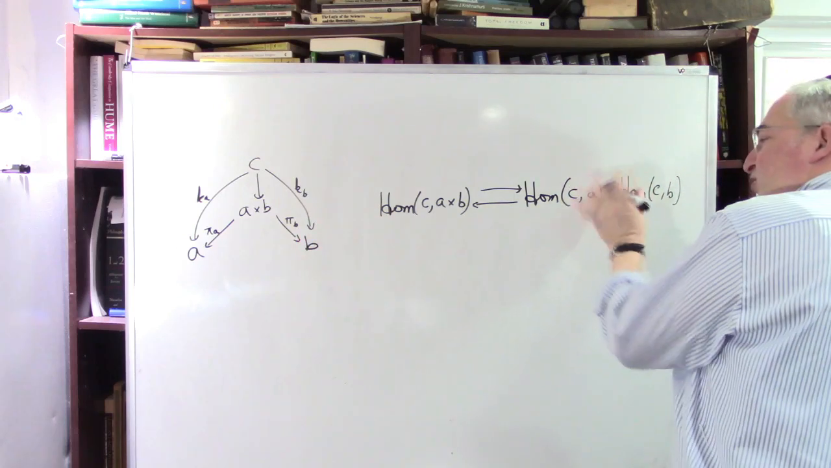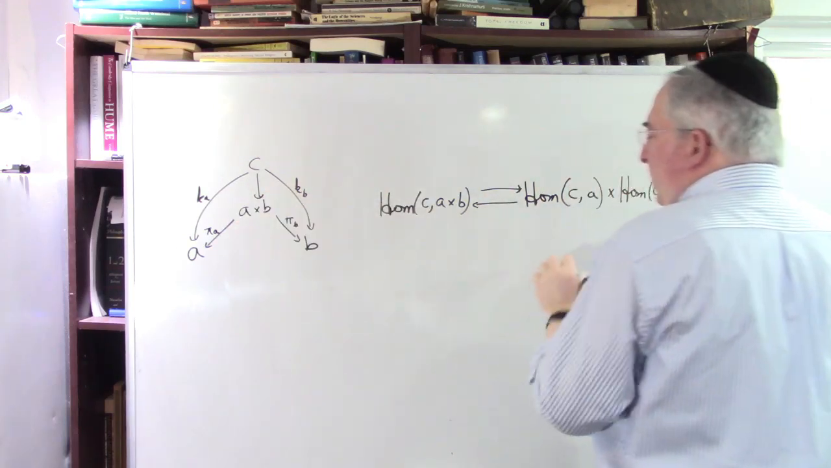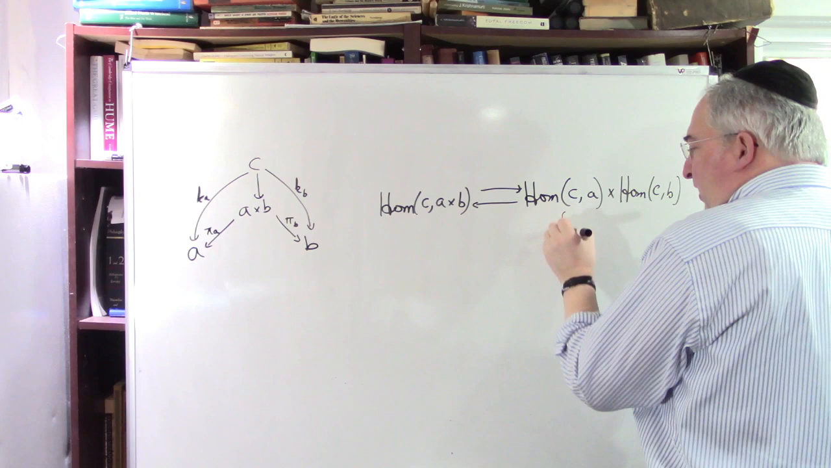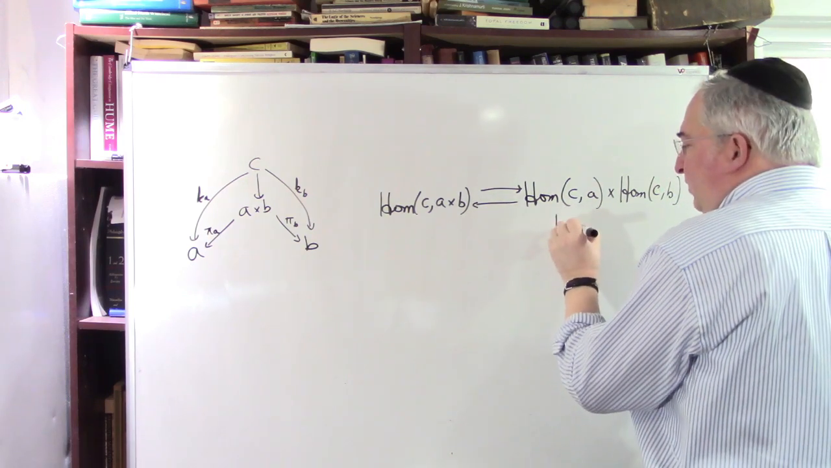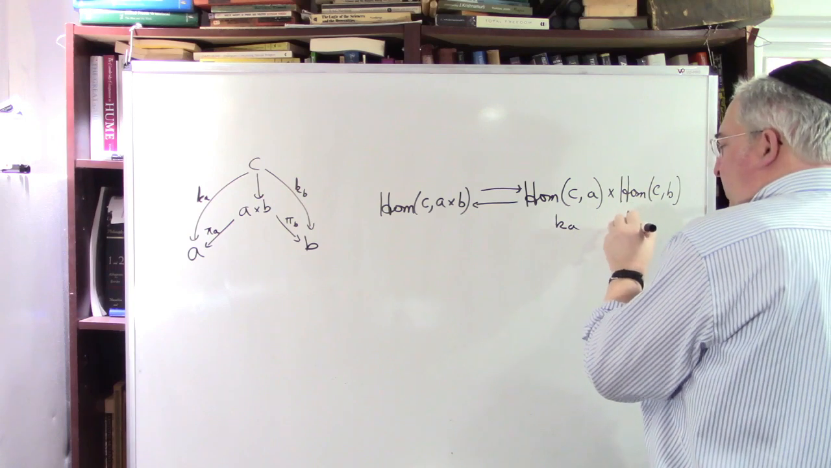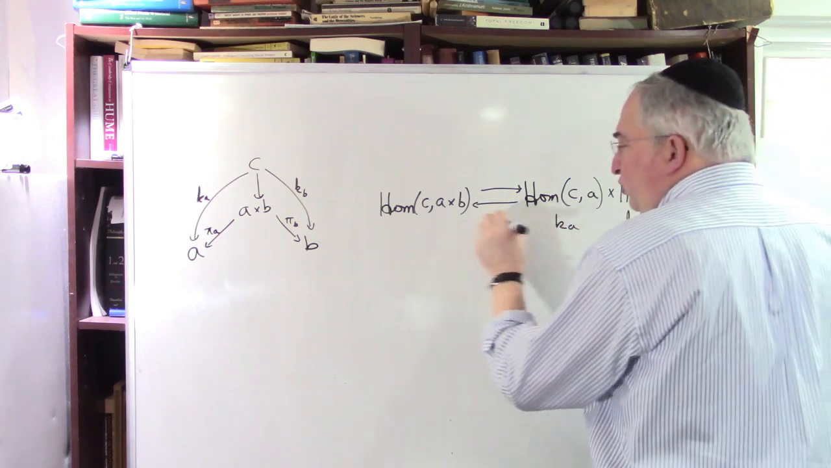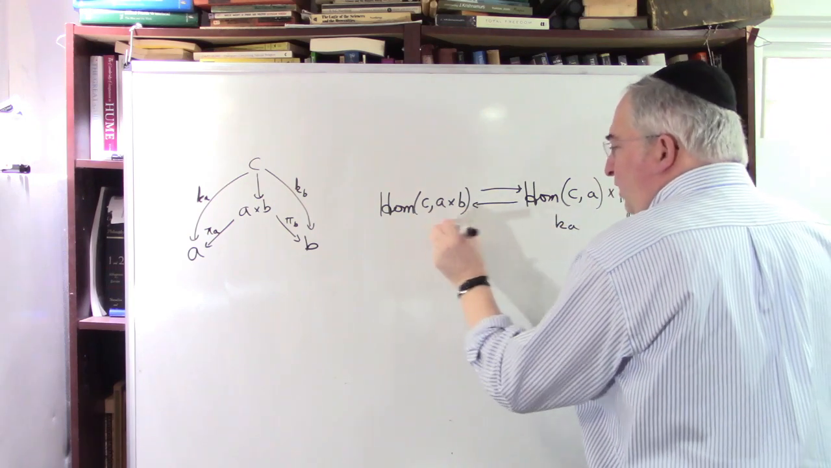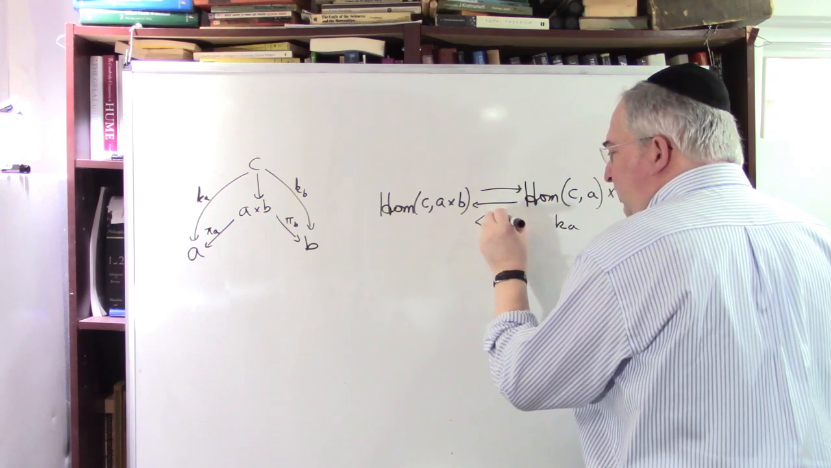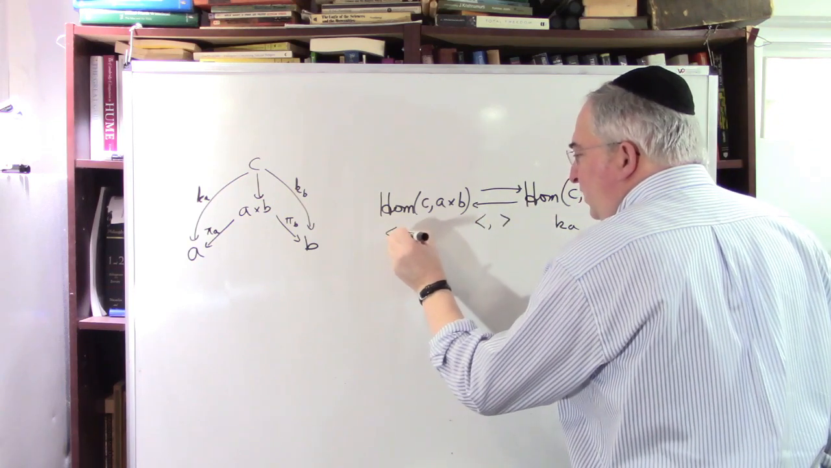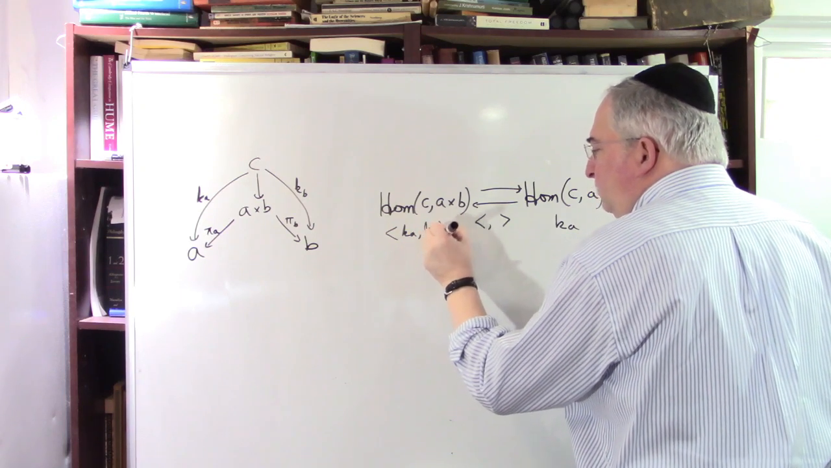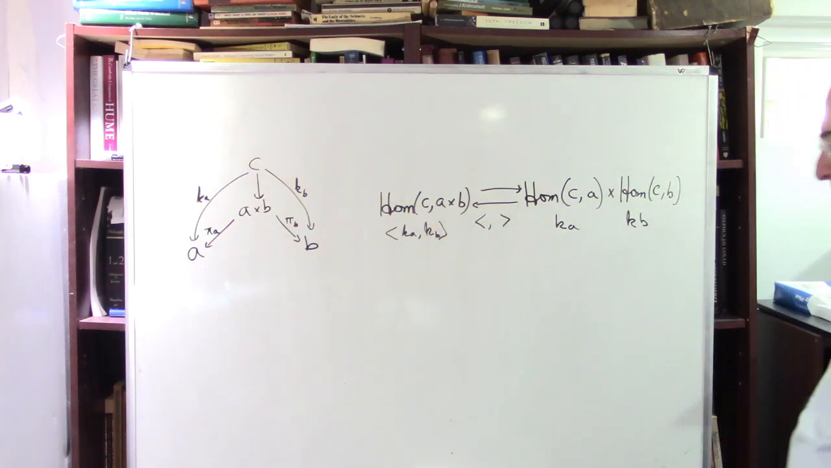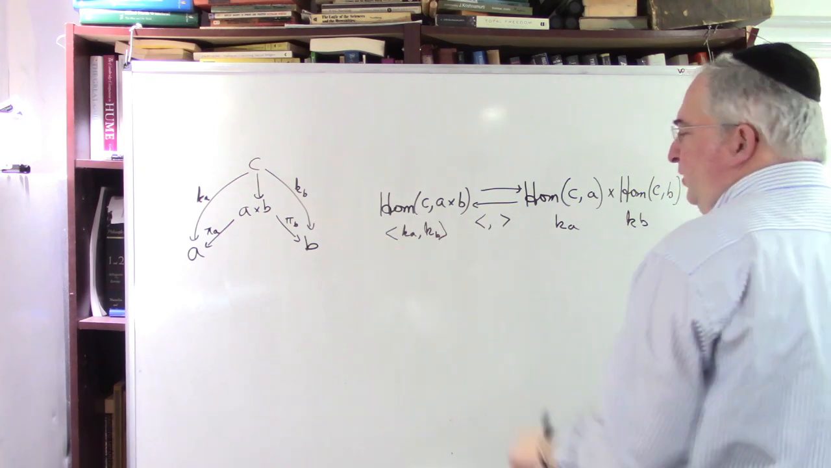Okay, so take a map here, let's not call it F, let's call it k sub A, and take a map here, k sub B. Well, then you can put it over here. I'm going to write it like that. k sub A, comma, k sub B. Okay, so that explains how this map works.